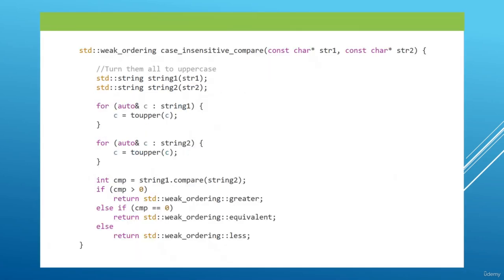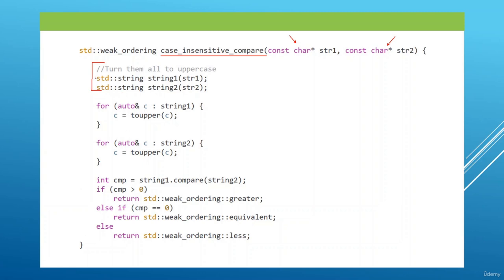My take on this, I am going to do a simple function which is going to do case-insensitive comparison on two C strings that we pass it as parameters. I am going to call it case-insensitive compare, and I am going to set up two strings that are going to store copies that we turn all to uppercase, because that's going to give us common ground to compare them as if they are the same thing.